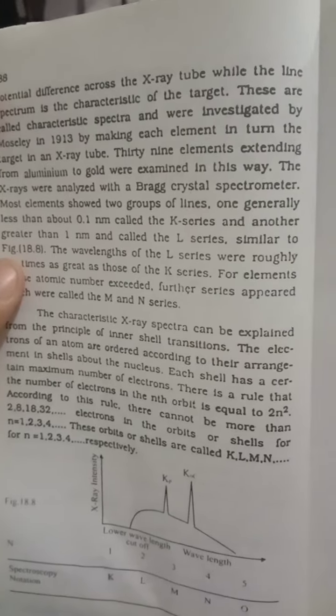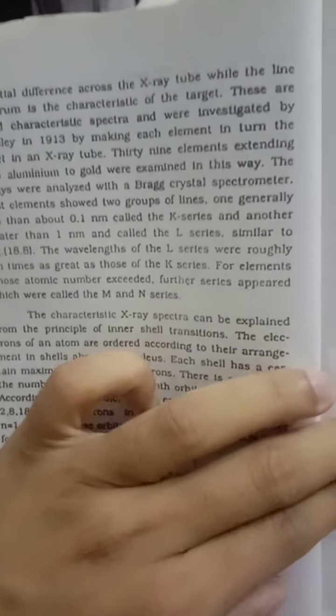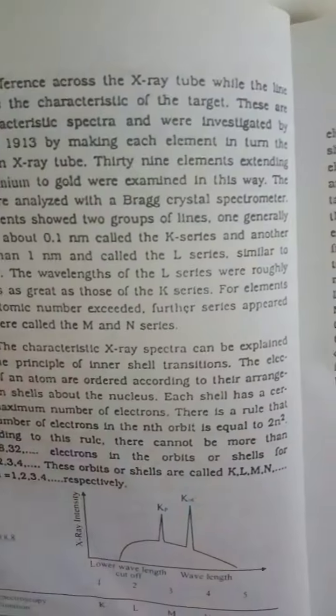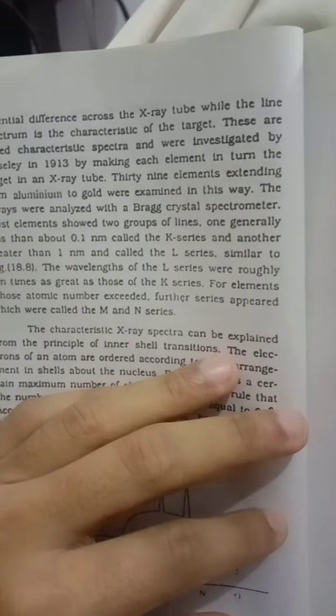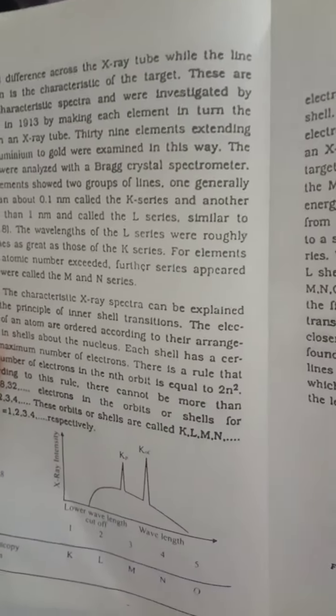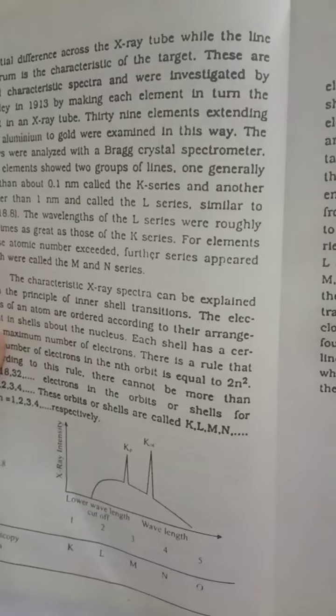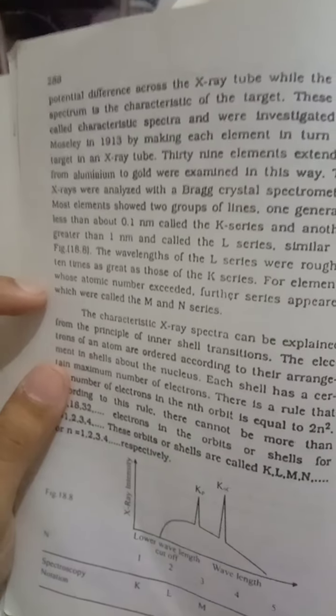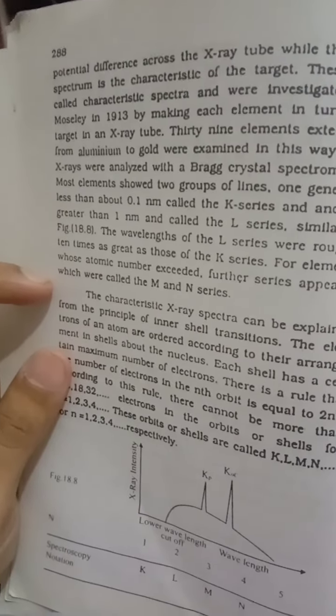Most elements showed two groups of lines, one generally less than about 0.1 nanometer called the K series, and another greater than 1 nanometer and called the L series, similar to figure 18.8. The wavelengths of the L series were roughly 10 times as great as those of the K series. For elements whose atomic number exceeded a certain value, further series appeared which were called the M and N series.